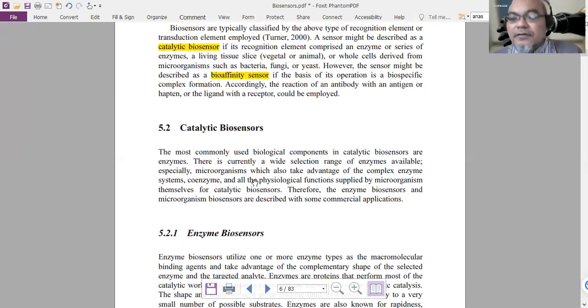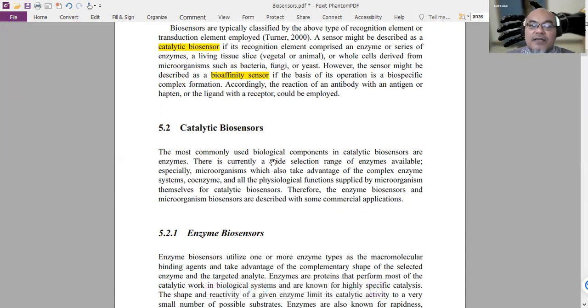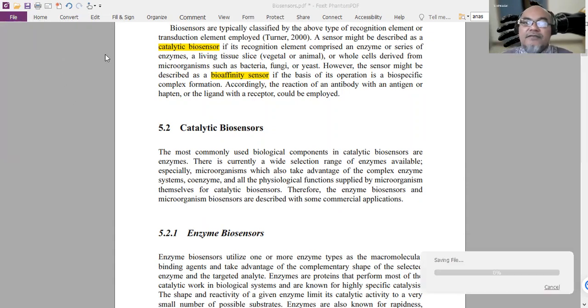Okay, so that will be all for today. Next week we will discuss in more detail each of these types of catalytic biosensor and bioaffinity sensors, and further also some explanation on the physical transducer used as the secondary transducer to measure or detect the physicochemical changes when recognition or catalytic reaction occurs. Any questions so far?